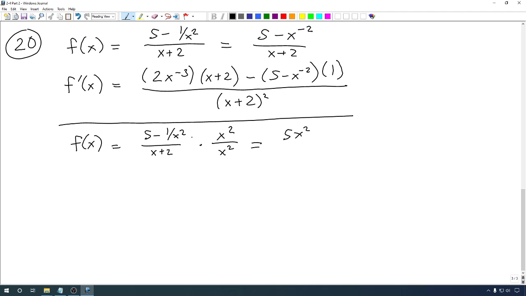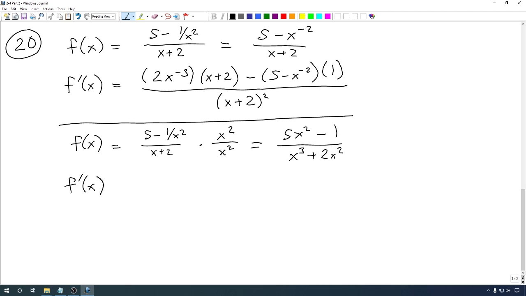The negative 1 over x squared times x squared just turns into negative 1. On the bottom, we still have to multiply by x squared just to not change the function. We need to multiply on top and bottom. So this x becomes an x cubed, and the plus 2 becomes a plus 2x squared. So now we don't have any negative exponents, we don't have any fractions inside of fractions, and we can use the quotient rule on this form of the function instead.